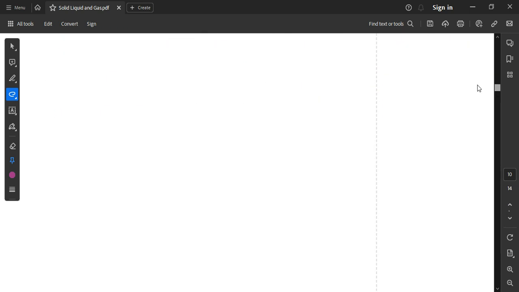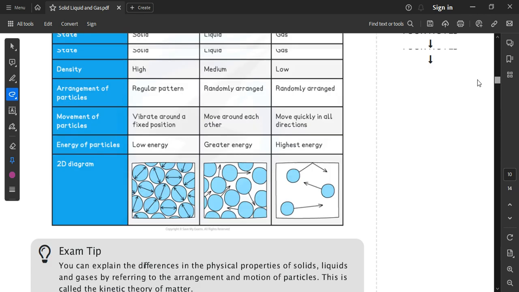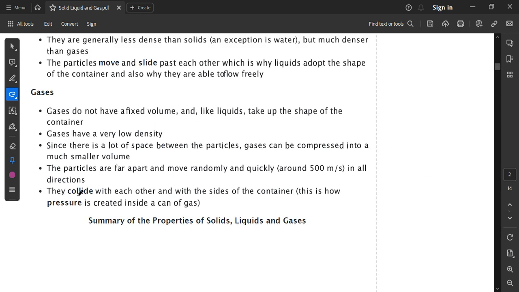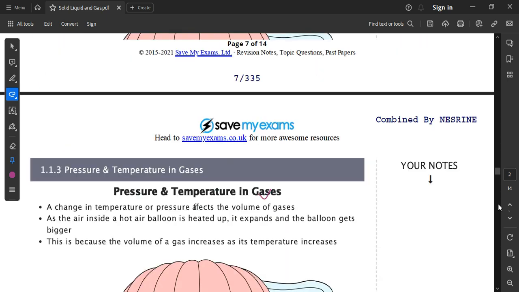This is page 14. When we look over here, they say they collide with each other and with the sides of the container. This is how pressure is created inside a can of gas. That is what I was trying to imply.